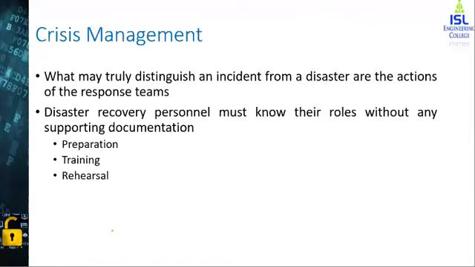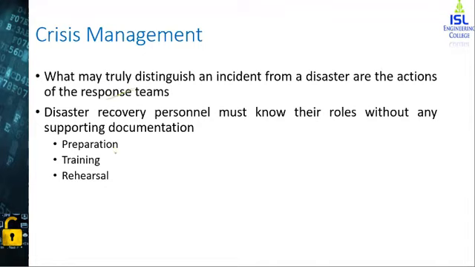The next is crisis management. Crisis management basically includes the actions that you're going to take after a disaster. This is going to focus first and foremost upon the different people that are involved, what the different options are that are available, and how you're going to address the different aspects in the business, in the organization, how you're going to deal with a particular disaster or a particular incident. So, what may truly distinguish an incident from a disaster are the actions of your response team.